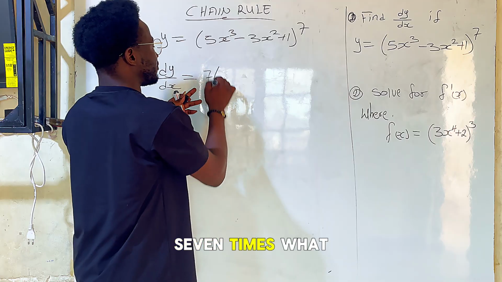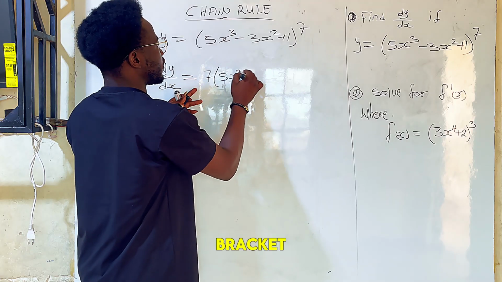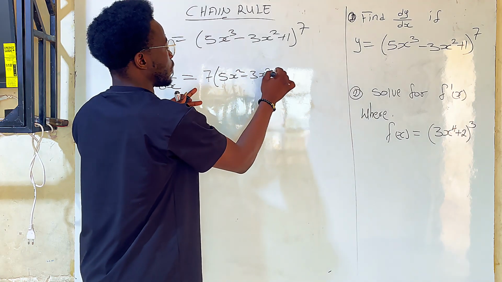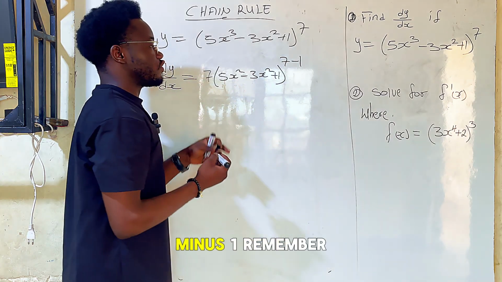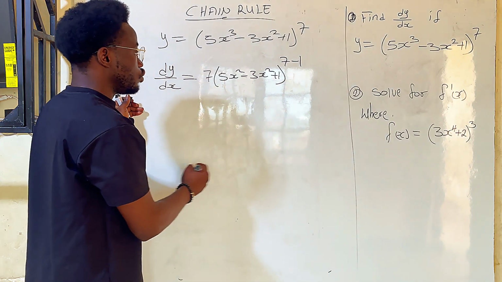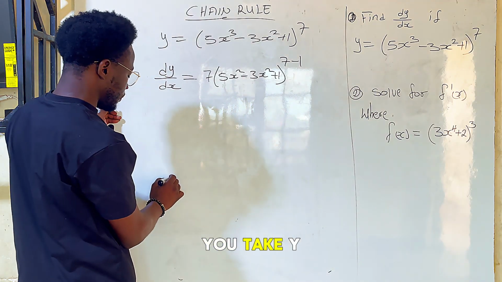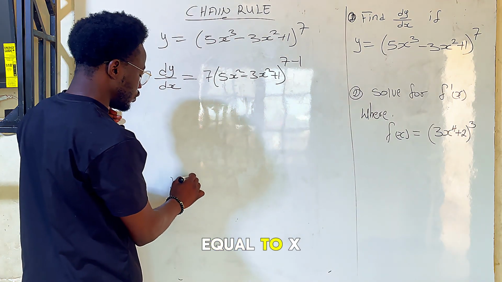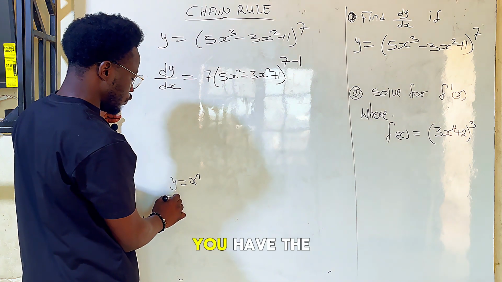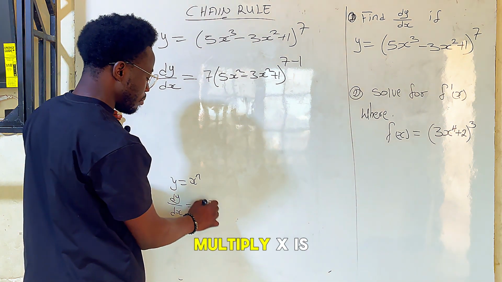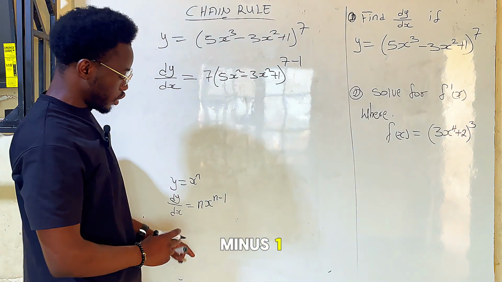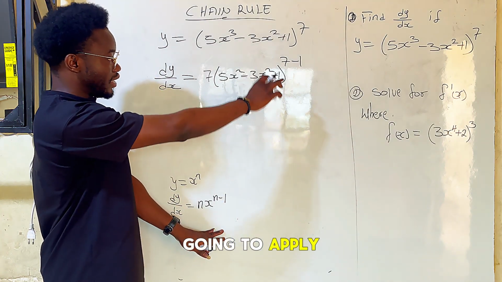So 7 times what is inside the bracket, exponent 7 minus 1. Remember the general rule. You take y equal to x exponent n, you have dy/dx equal to n multiplied by x exponent n minus 1. So the same principle you are going to apply here.